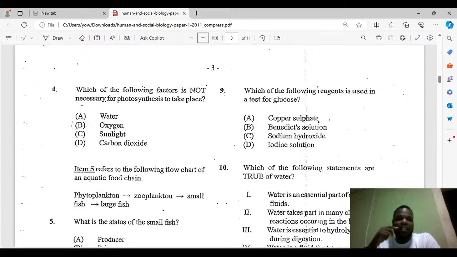What's the color when Benedict's solution goes on glucose? What's the color you get there? When glucose is present, what's the color you get? Yes, a brick red or orange red. We'll take all of those answers. Brick red or orange red.